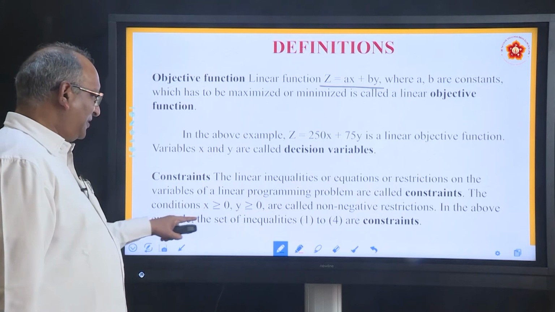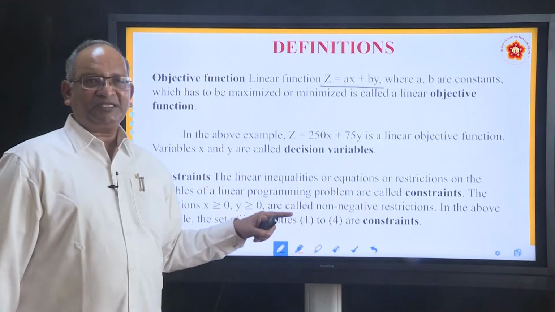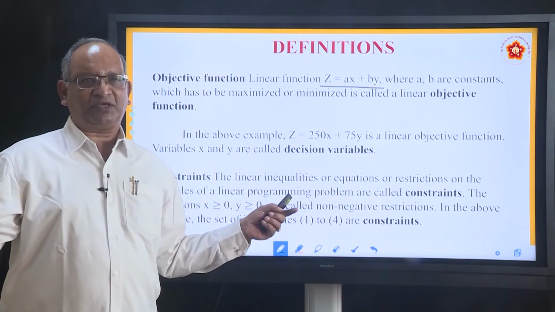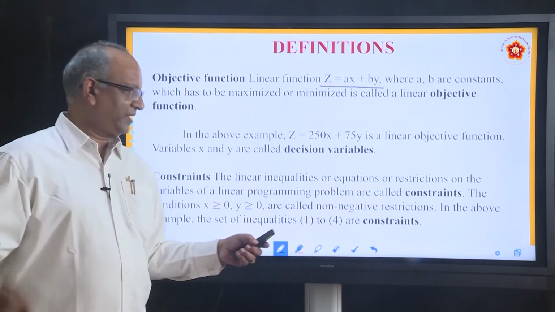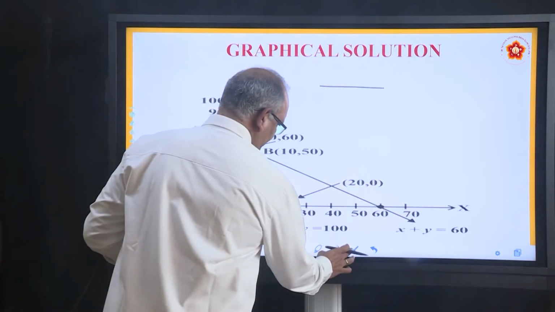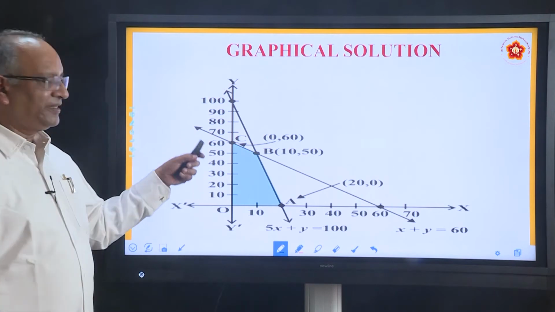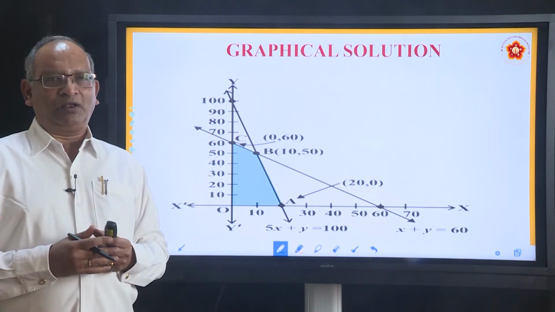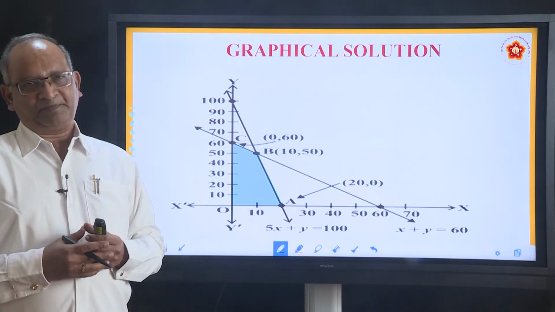In the above example, the set of inequalities 1 to 4. These are 2. Apart from this, what were there? One, because of the cost, he cannot invest more than 50,000. Another was because of the place constraints. Now he has drawn the graph. Now we need to understand how to solve a linear programming problem.